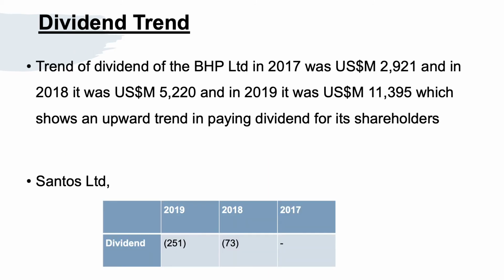And the dividend trend, so the trend of dividends for BHP Limited in 2017 was $2,921, and in 2018 it increased to 5,220, and in 2019 it was 11,395, which shows an upward trend in paying dividends to its shareholders. And looking at Santos, they have a growing trend for dividend payments, and in 2017 there is no record of dividend payment in Santos.